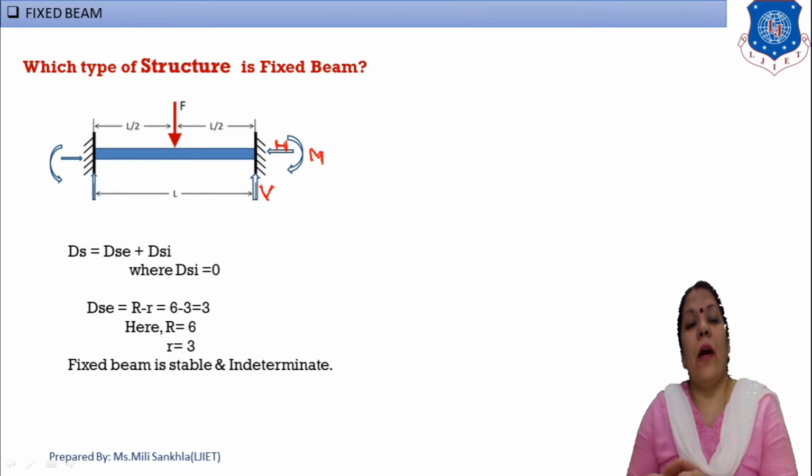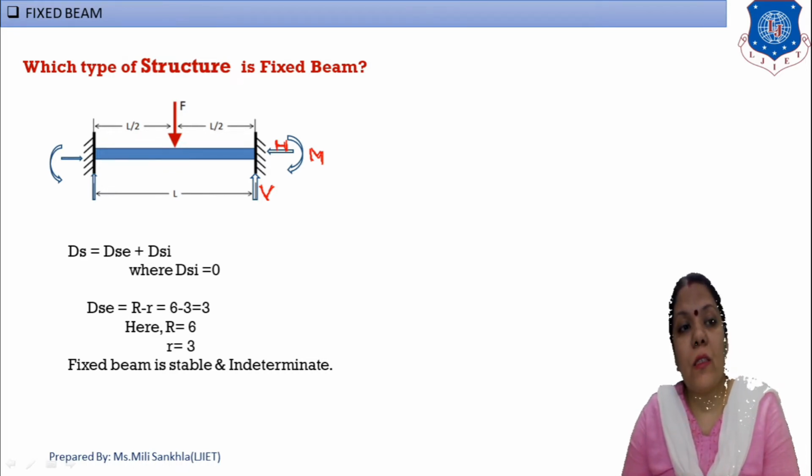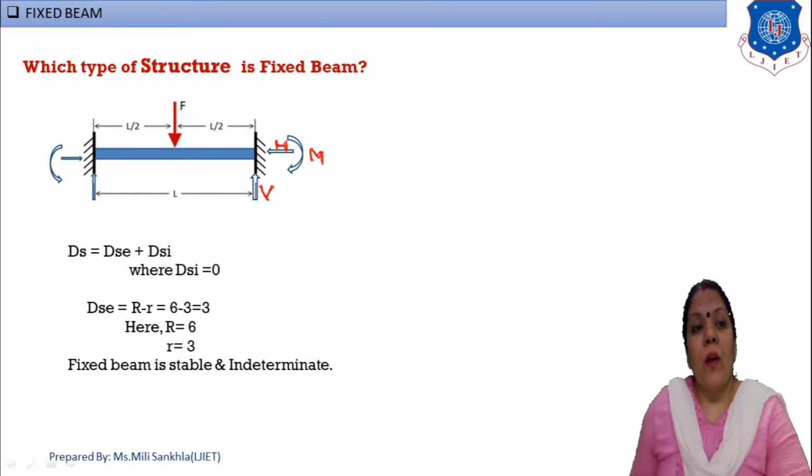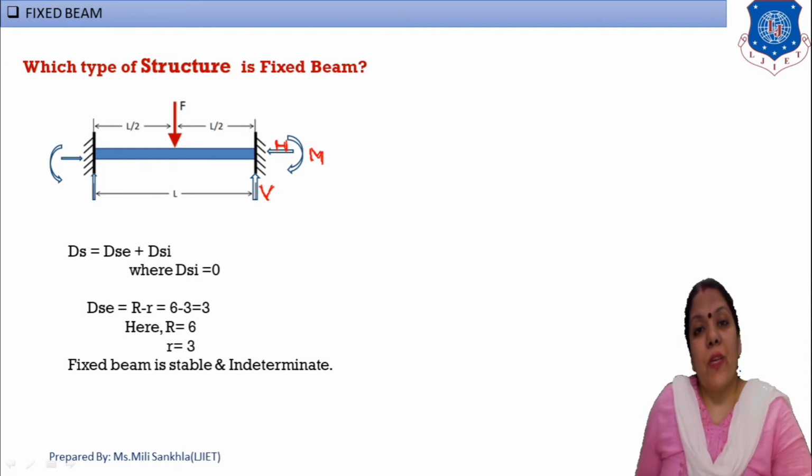Okay, the heading of this subject is different types of indeterminate beam, and in this we cover three types of methods. First is fixed beam, second method is our consistent deformation method, and third method is our moment distribution method. First we understand what is fixed beam.